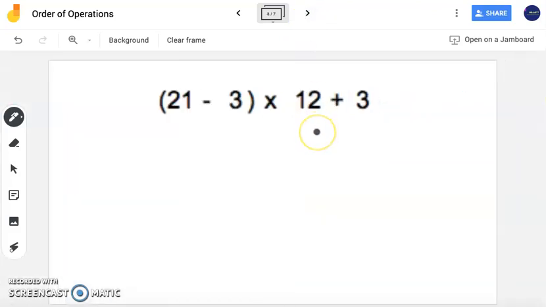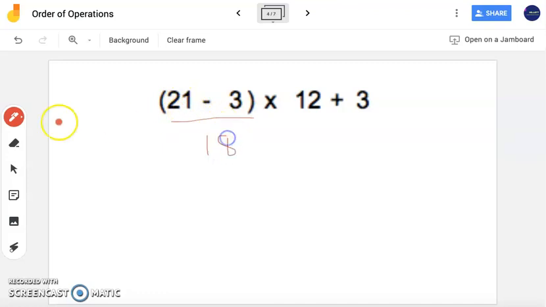Here's another problem. We also have parentheses, multiplication, and addition. A lot is happening here. So I remind myself, what do I do first? You always look to see, do you see parentheses? And I do. Notice I've been underlining this in different colors so you can see the one step I'm doing at a time. So now I have 21 minus 3, which is 18.